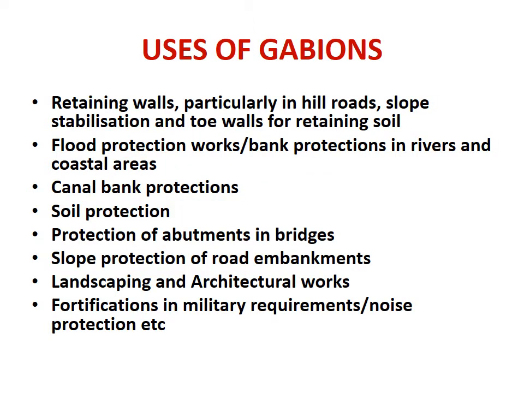And if we discuss uses of gabions, there are a large number of uses, like in retaining walls, particularly in hill roads, slope stabilization, toe walls for retaining walls, retaining roads, in hill roads, then flood protection walls, bank protection, rivers and coastal areas, canal bank protections, then river training works, soil protection to avoid soil erosion, protection of abutments and bridges, even we can use sometimes in piers, slope protection of road embankments, landscaping and architectural works, and sometimes it is used by military and police for their requirement.